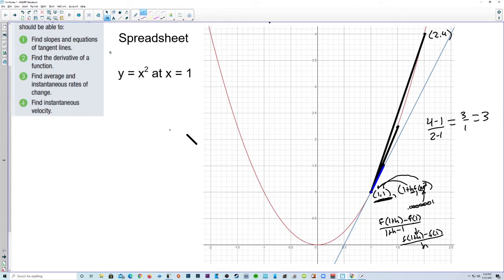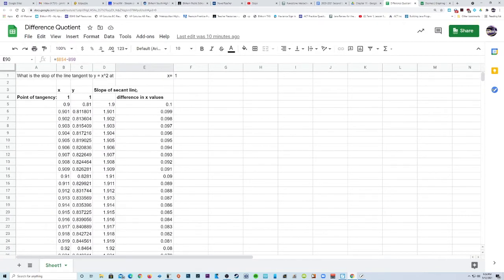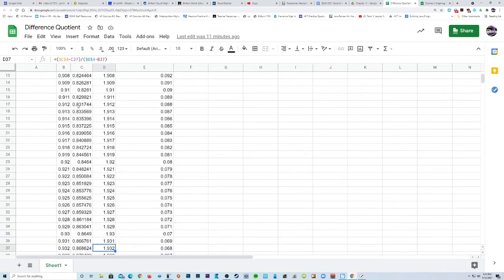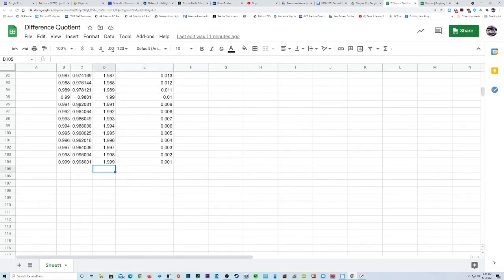Now I made a spreadsheet to demonstrate this. We have, what is the slope of the line tangent to y equals x squared at x equals 1? So 1 squared is 1, and then here's something very close to 1. But what if we got even closer and closer? The slope here is 1.9, and as the x values get closer and closer to each other, this slope is approaching a value of 2. When you get down here at 0.999, almost 1, the slope is almost 2. And as the difference in the x's gets smaller and smaller, we get closer and closer to the slope of the tangent line.